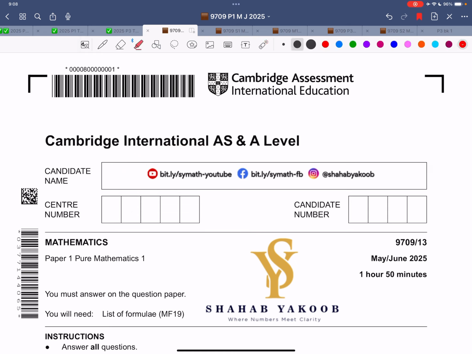So now in this particular video, I'll be solving a paper that is Pure Maths P1. This is of May-June 2025 and this is the third variant.